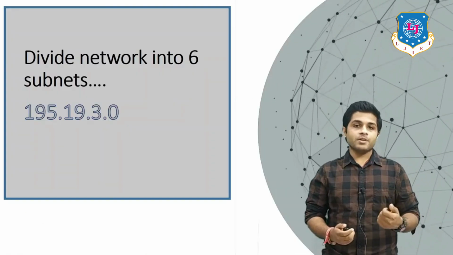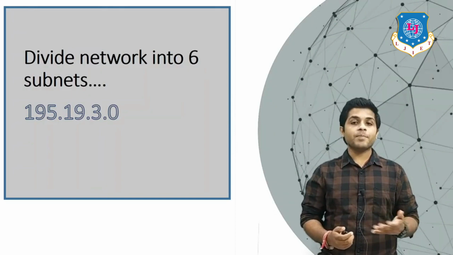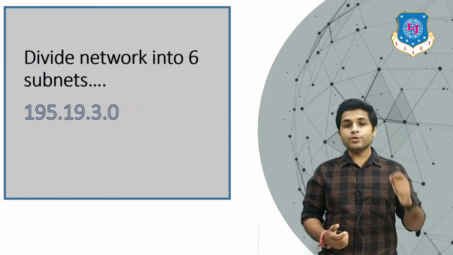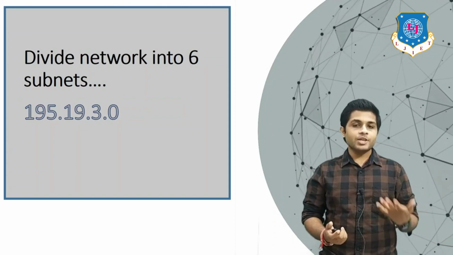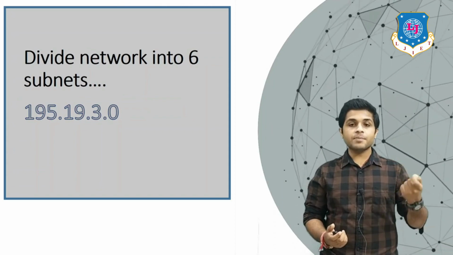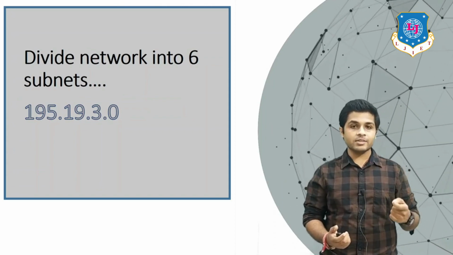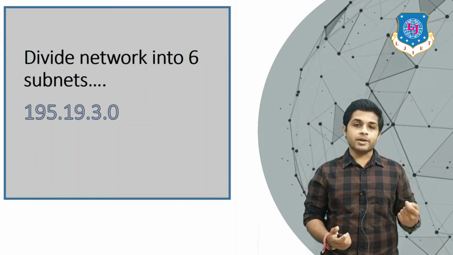This is the example that you need to find by yourself. You have to divide this given class C network into 6 subnets, and you have to find the first usable and last usable address in each subnet.